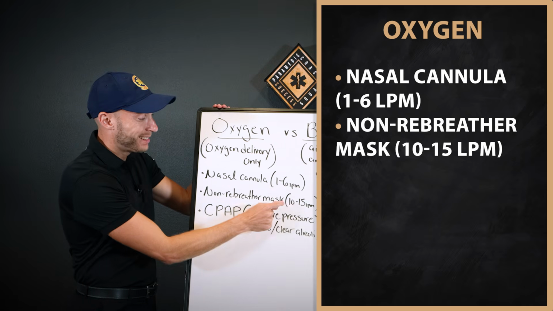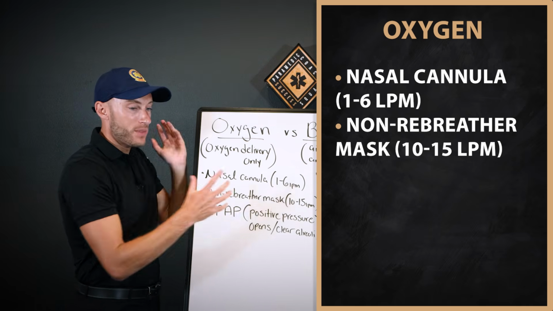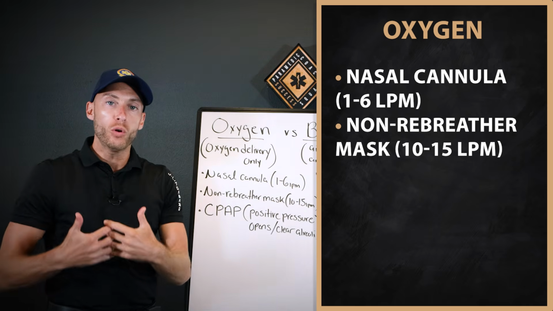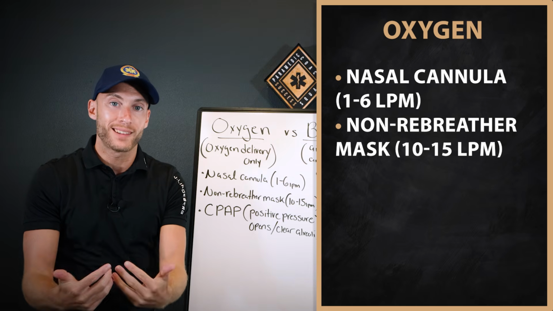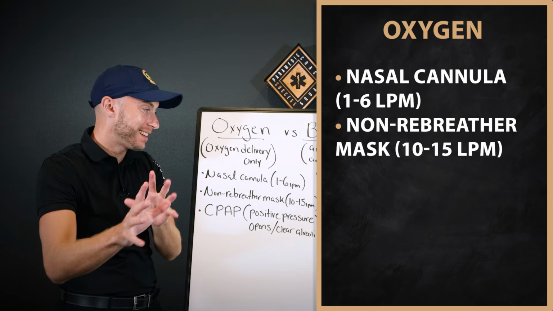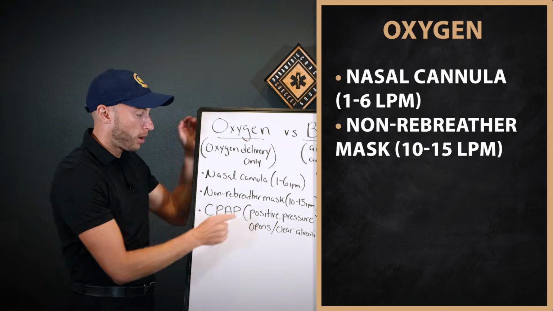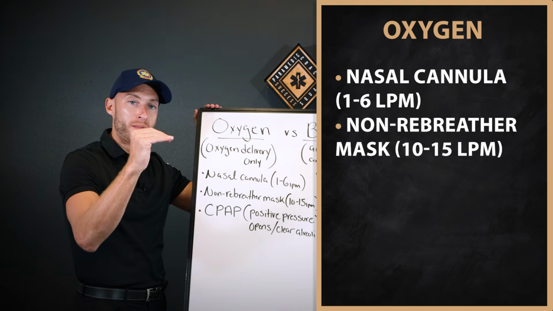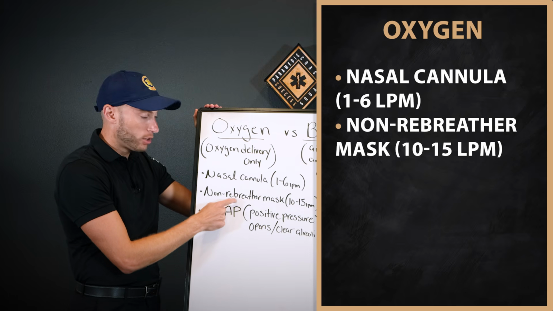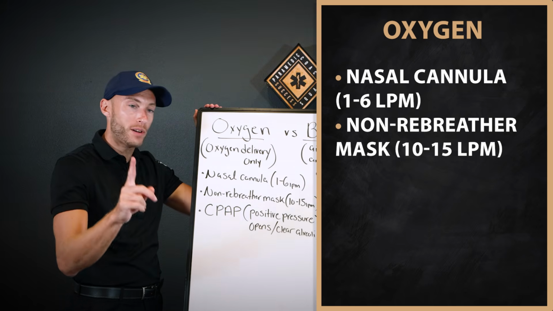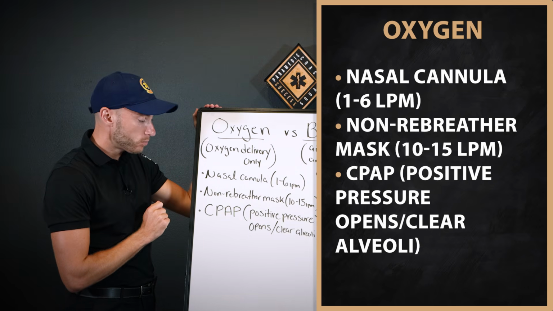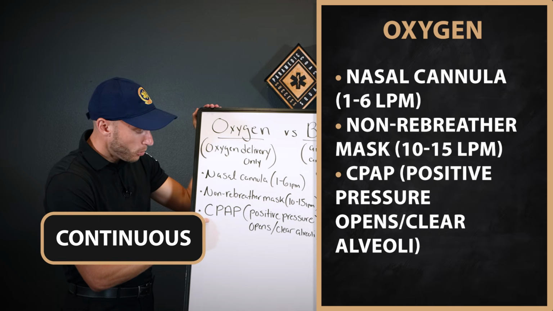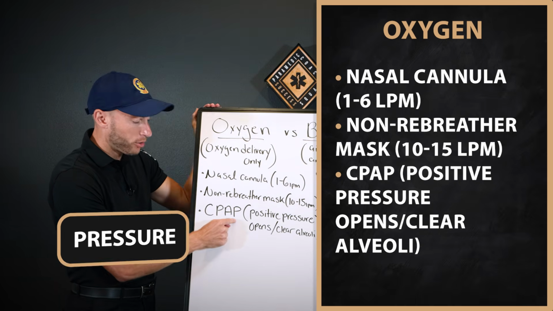Now, non-rebreather mask is 10 to 15 liters per minute. This is somebody who shows signs of respiratory distress. We're going to get into those in a second. You're going to see these signs and symptoms we've got to watch for. Maybe nasal cannula has failed to raise that SpO2 above 94%. There's a non-rebreather. I also have a mnemonic for you too. It's very cool. Now, CPAP, continuous positive airway pressure.